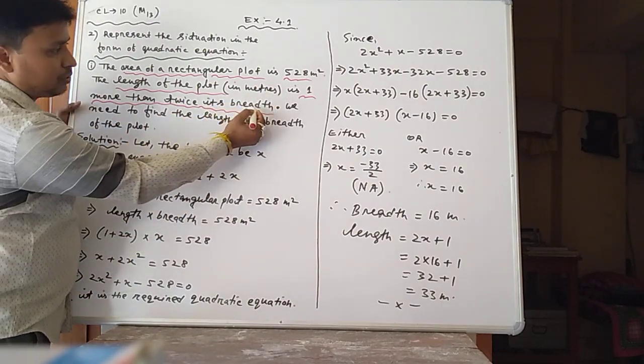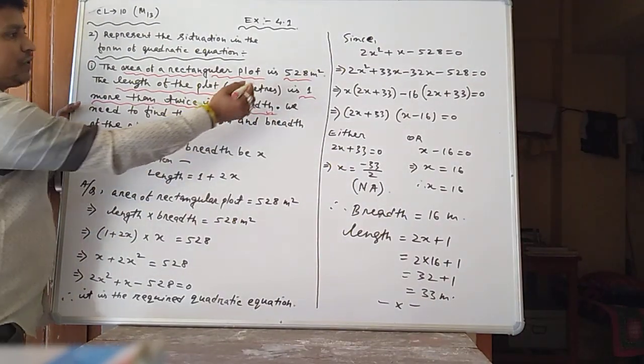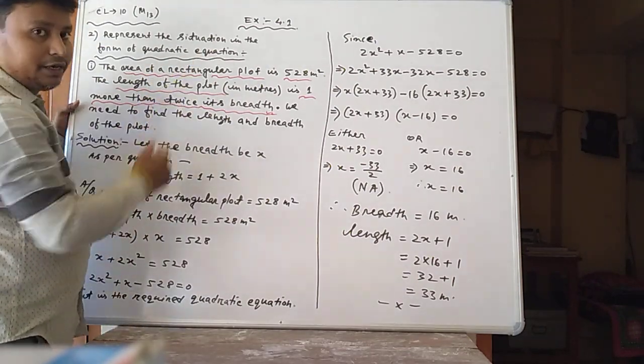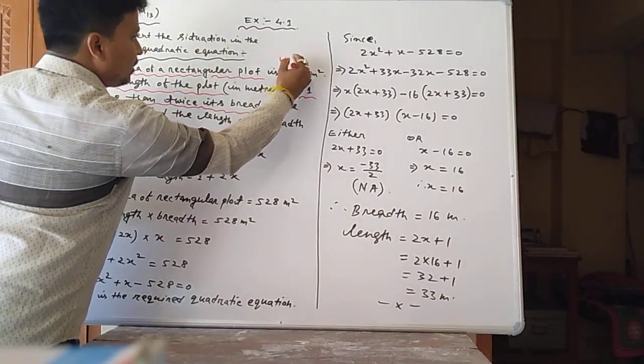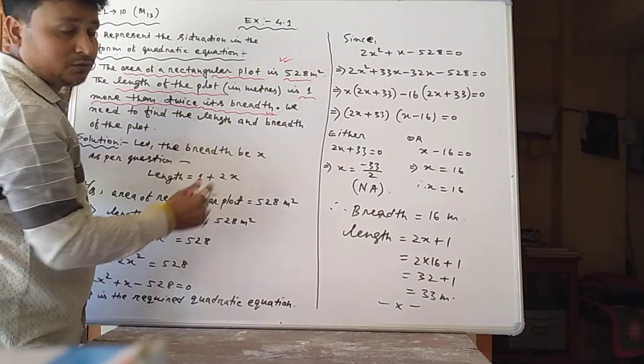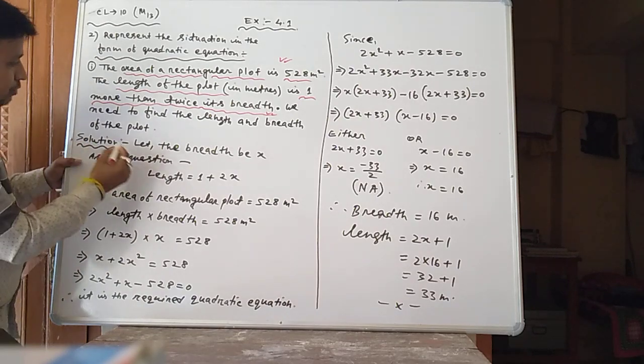So first of all you have to declare breadth. Then from the breadth we have to find out length. After that we have to make the equation on the basis of this statement: the area of a rectangular plot equal 528 meter square. This statement we have to use. So just you see the solution.